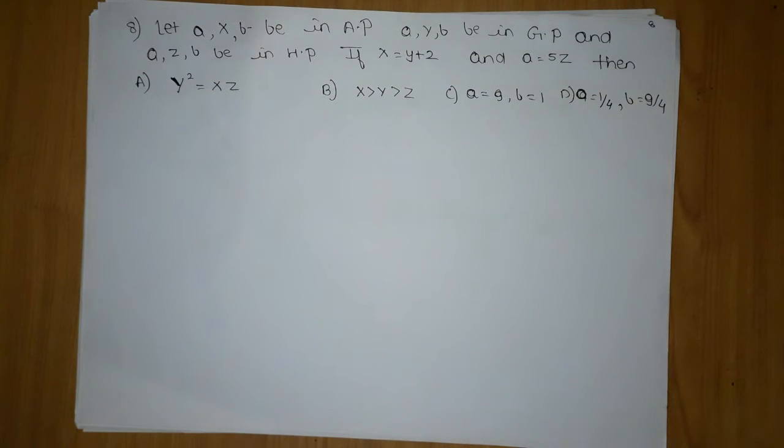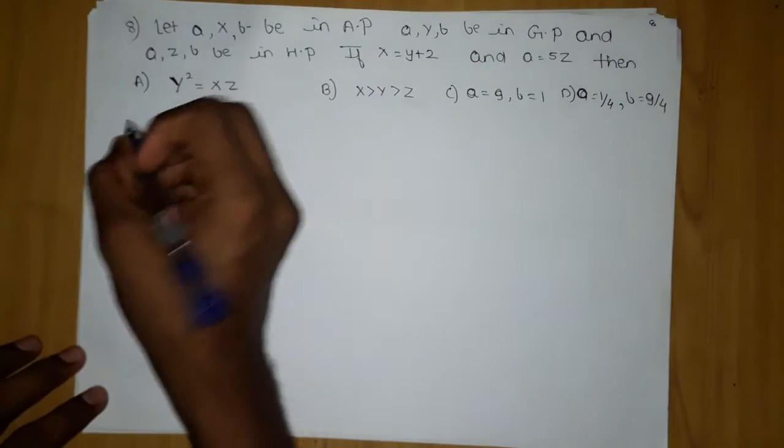Let a, x, b be in AP, where a, y, b be in GP and a, z, b be in HP. If x equals y plus 2 and a equals 5z, then which of the following is correct? First option: y square equals xz. Second option: x is greater than y is greater than z. Third option: a and b values are 9 and 1, and similarly in the D option, a and b values are 1 by 4 and 9 by 4 respectively.